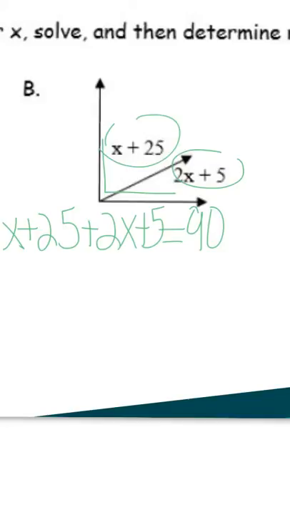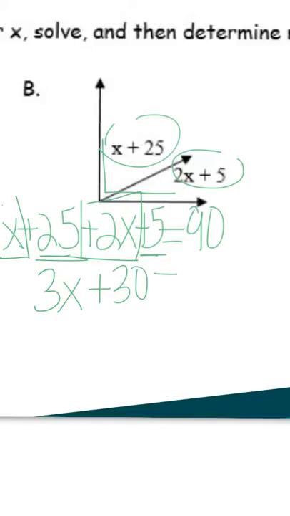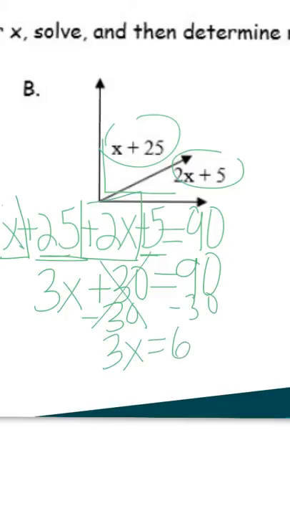Now it's time to solve. You can combine like terms. We have a 1x and a positive 2x, which will be 3x. Then we have a positive 25 and a positive 5, and that's a positive 30. Then bring down equals 90. Let's get rid of the plus 30 by subtracting 30 from both sides. That leaves us with 3x equals 60. To get rid of the 3, you divide by 3 on both sides. That gets rid of the 3, and we have x equals 20.